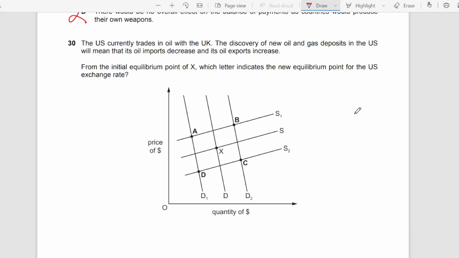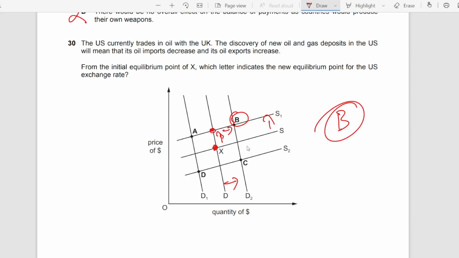So what will happen as a result when the supply decreases and the demand increases? This is the point X here. The supply is decreasing, we reach this point, and the demand is increasing, so we reach point B. B is the correct answer here. The demand is increasing and the supply is decreasing.